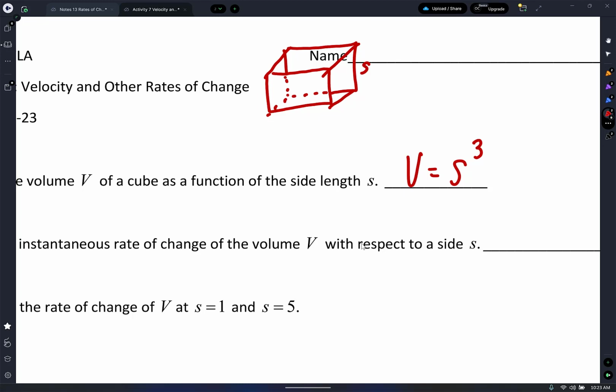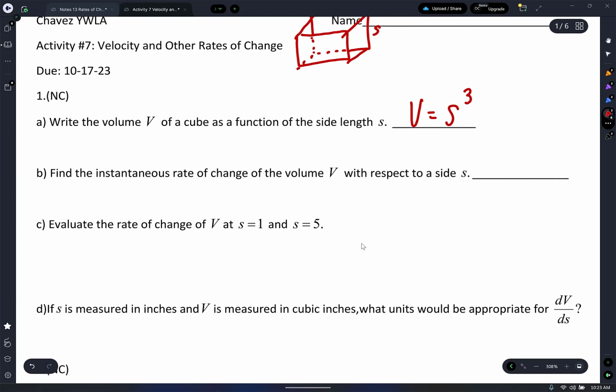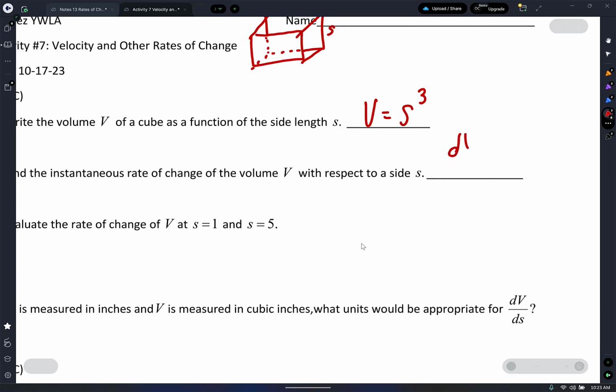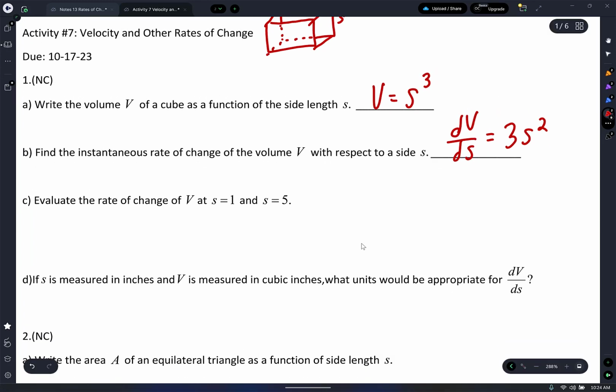Yay or nay? Okay. Then the next one, letter B, says find the instantaneous rate of change of the volume with respect to the side length s. So that means dV/ds. I'm taking the derivative of s cubed with respect to s. What's the derivative? Good job. Evaluate the rate of change of V at s equals 1.